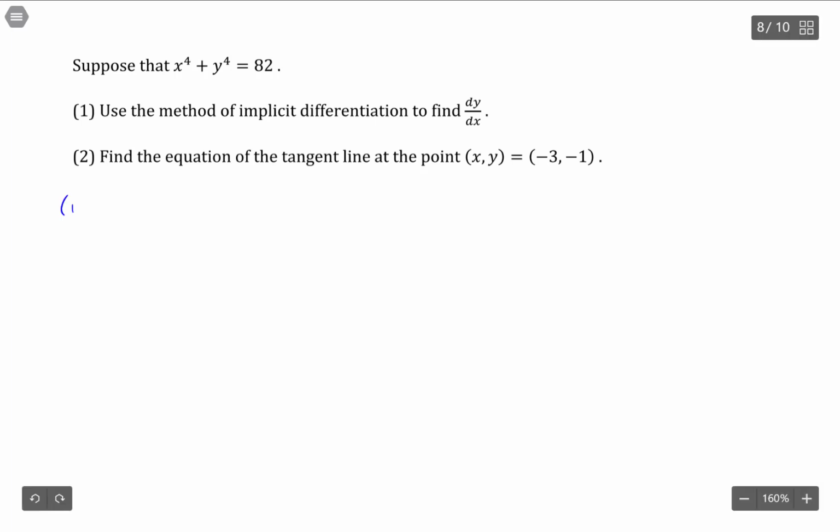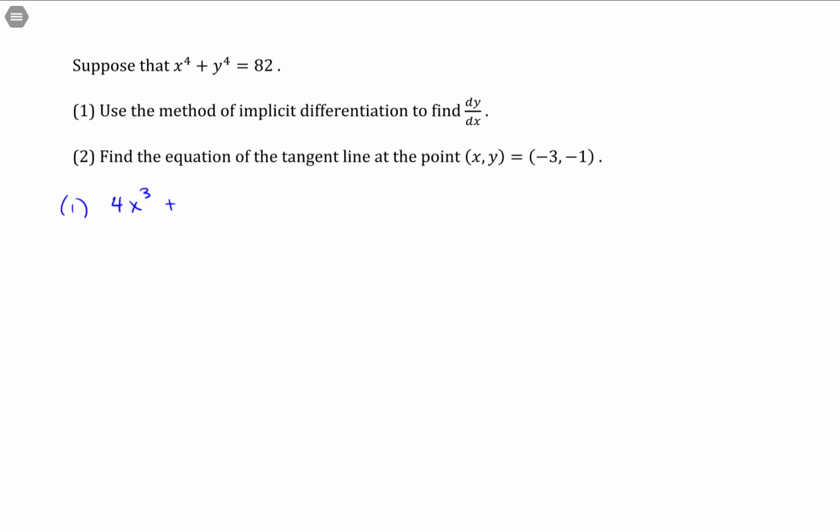Beginning with the implicit derivative, I'm going to walk through term by term, starting with x to the fourth power. The derivative of x to the fourth power is going to be 4x cubed. I don't need to multiply this by dy/dx because I'm not differentiating any variables involving y. So I go on to the next term.